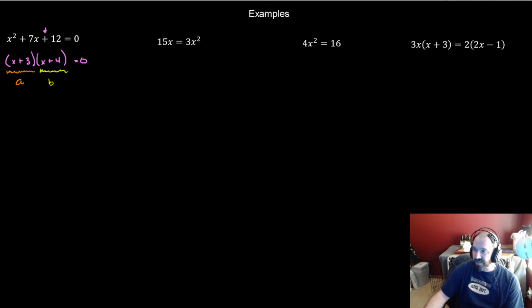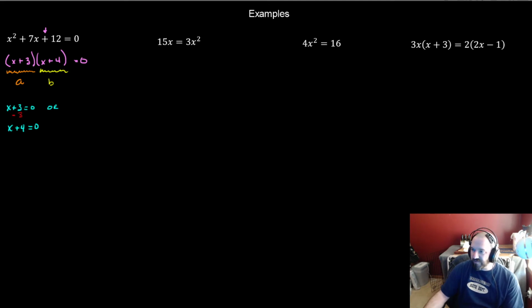So we're going to say that x plus 3 is equal to 0, or x plus 4 is equal to 0. I would not get into the habit of just changing out the signs. That seems like a really bad idea to me, but some people do it. I don't know why.